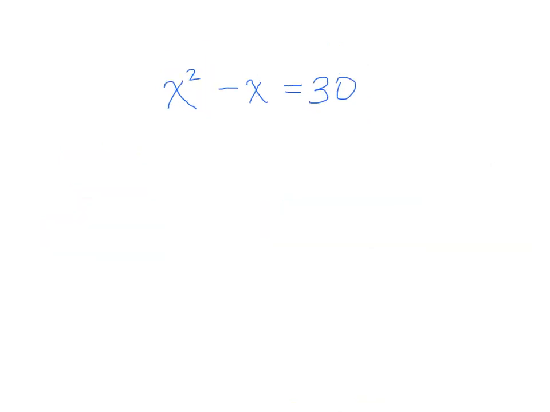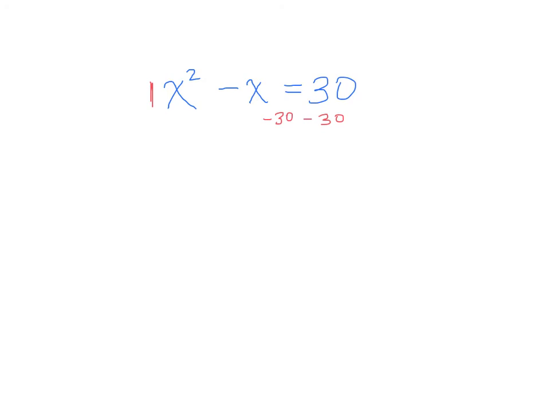Okay, so this example looks a lot different because it's not equal to 0. But it is still a quadratic and we still have no number in front of our x squared, which means that there is an invisible 1 right there. So we could still do the same thing. We just have to do one step before, and that is make our equation equal to 0.